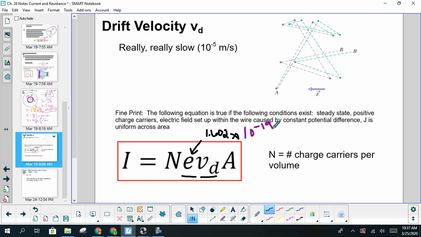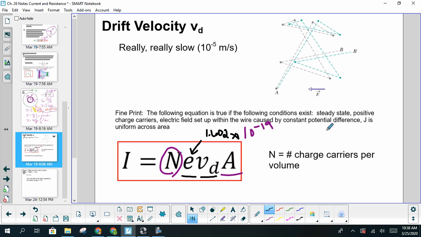Nice. Okay. And then this n right here is the number of charge carriers per volume. It is just a property of materials. So metals are going to have a lot more charge carriers per volume than, let's say, non-metals or insulators. And then we multiply that by our cross-sectional area to get our current.